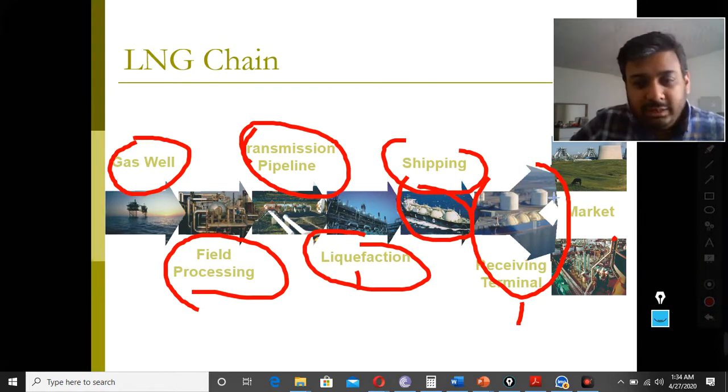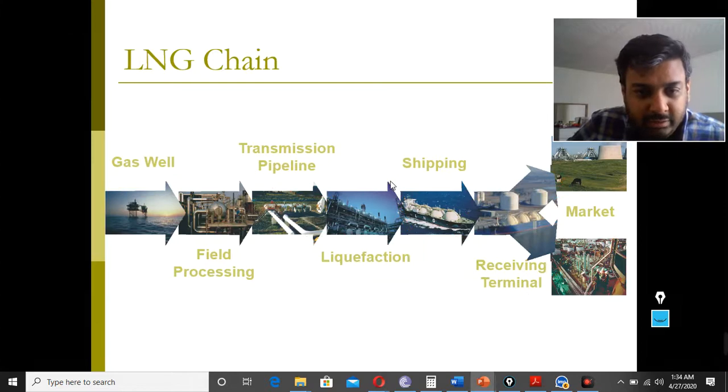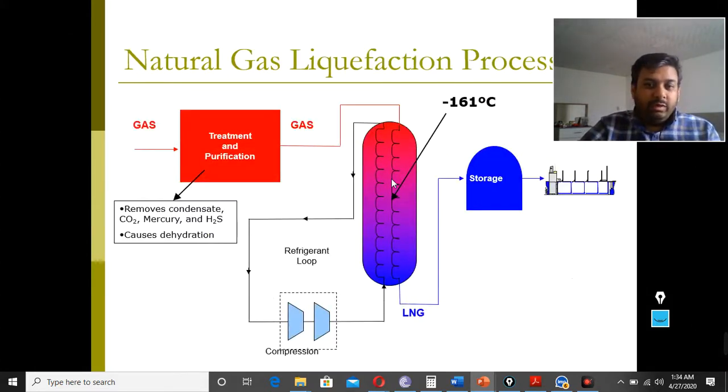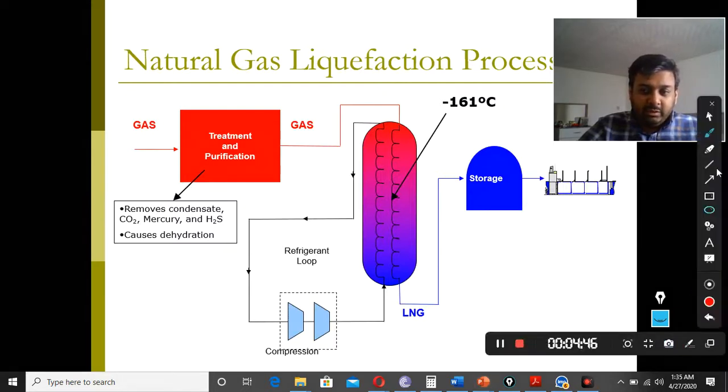And it could be, as I said, the game changer for Kurdistan if they convert this natural gas into liquid and sell it ahead, and so on. So natural gas liquefaction, what is the plant? How does it do? As I said, we have to compress it.